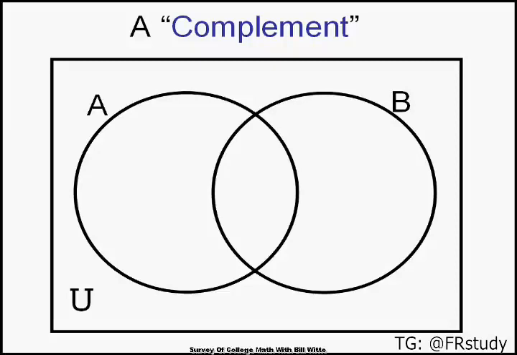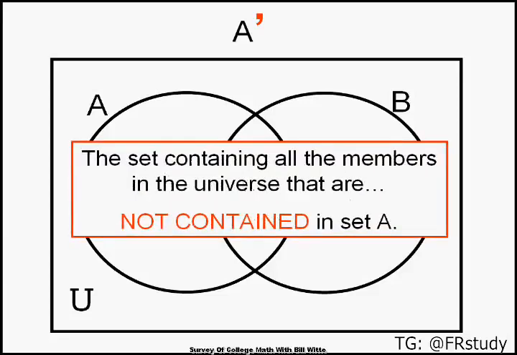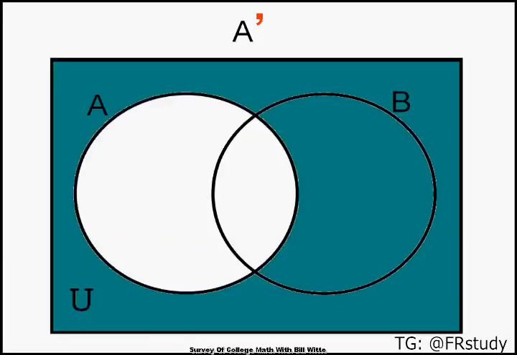Now, when we get to the more difficult problems, we're going to want to involve some other concepts. For instance, a complement. A complement, written like this, A and that little apostrophe kind of thing, is complement. It's going to be all members in the universe that are not in A. Everything but A is kind of what you're talking about here. Everything not contained in A. But that's so easy.